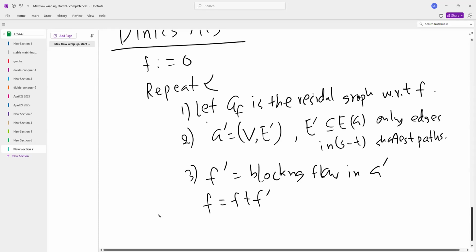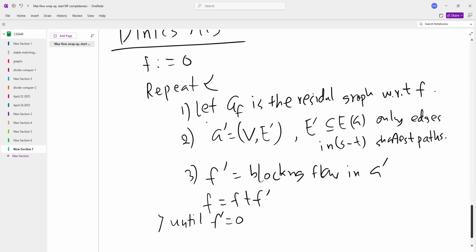And we repeat until we get f prime equal to 0, which means that I could not find any more blocking flows in the remaining graph, because there are no more S-T paths with unsaturated capacities. That's what we know. The termination condition is similar to before, but we'll see that this actually drastically speeds up the computation.